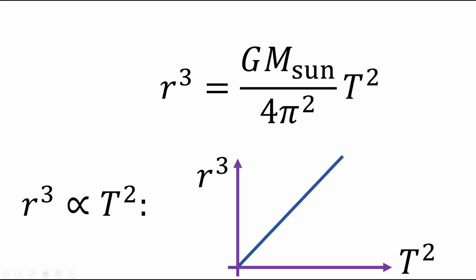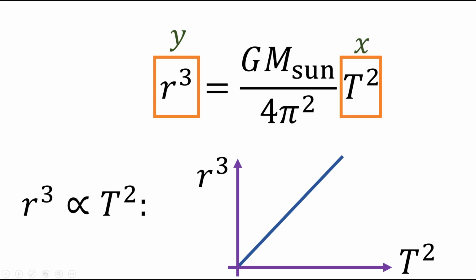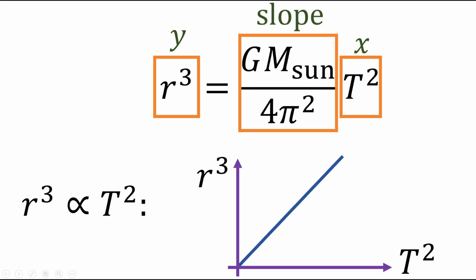Okay, welcome back. Here is our y quantity, here is our x-axis quantity, and all of this constant here, the coefficient to x, must therefore be the slope. The slope of this graph will be the universal gravitational constant, which we know, times the mass of the sun over 4 pi squared.